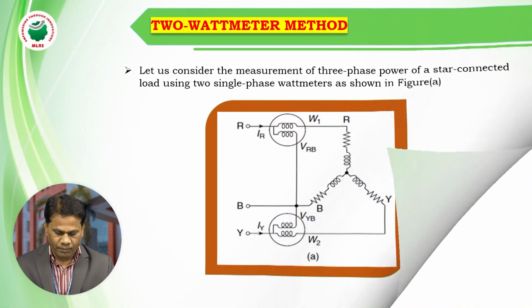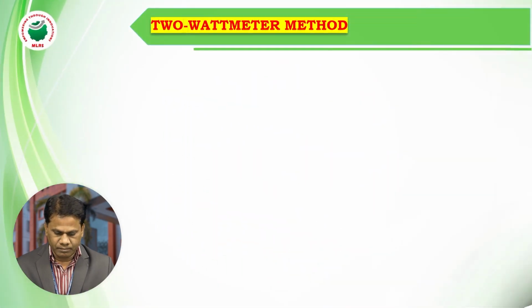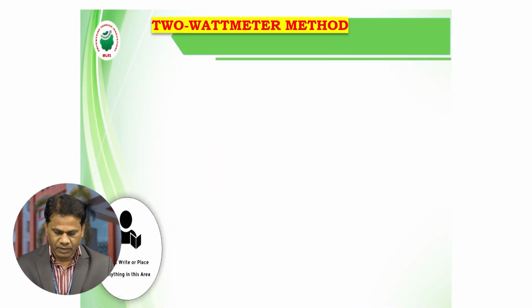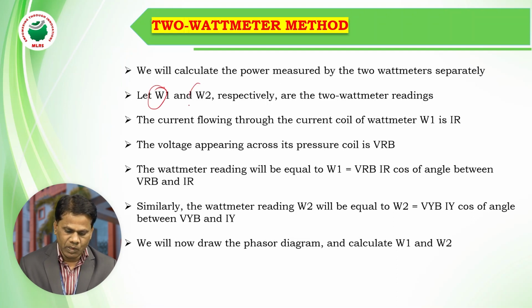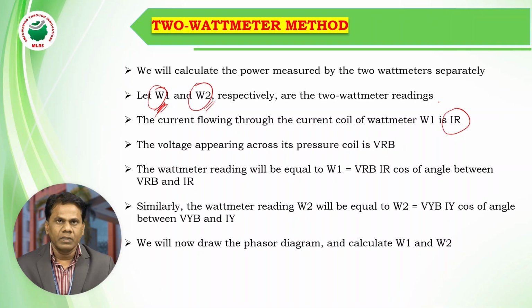Here is the phasor diagram. Let us see the phasor diagram for it. As usual, by seeing the circuit diagram, W1 and W2 are the wattmeter readings. W1 is the reading of wattmeter 1, and W2 is the reading of wattmeter 2. IR is the current flowing through the current coil of wattmeter 1, whereas the voltage appearing across the pressure coil of wattmeter 1 is VRB.